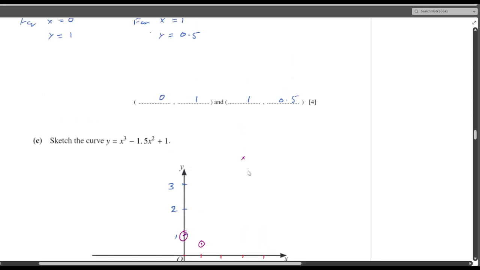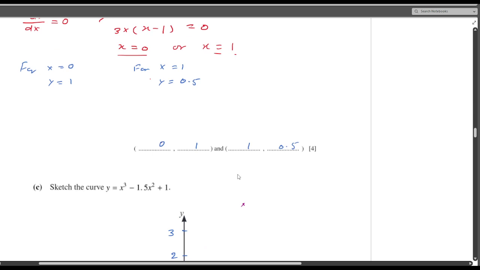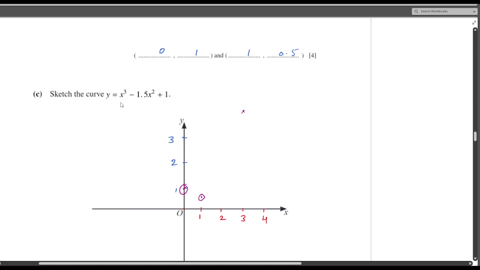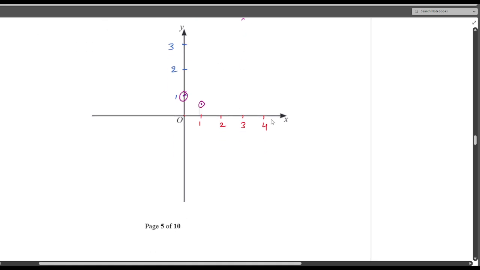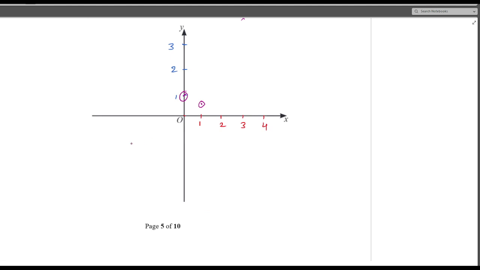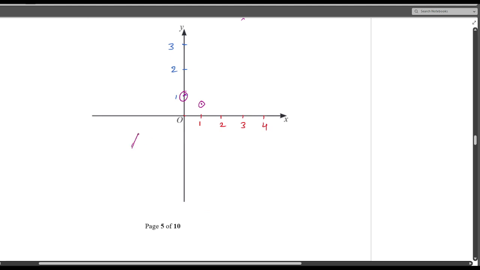You can find out some more values, like if you take some negative value. Here I can clearly see that if I take a negative value, like minus 5, what will happen? I will get a negative number, so y will be negative. That means y will be coming somewhere from here. It will take a turn at this point, then it will bend, and again it will take a turn at this point, and then it will go up like this.